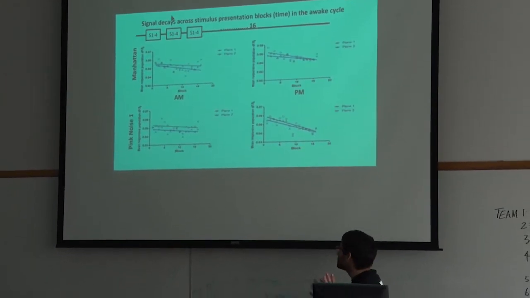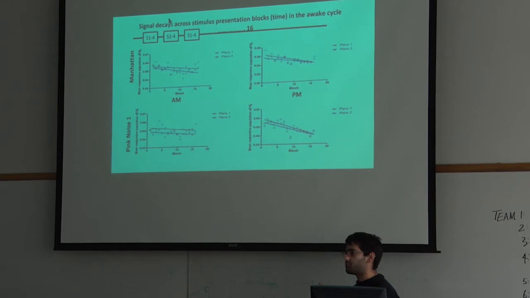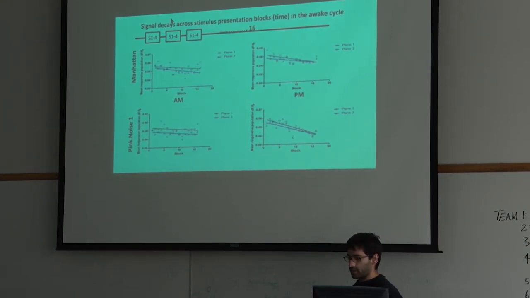There's been some really cool work on how the mouse becomes fatigued over the course of an experiment. So we wanted to look at whether this idea of fatigue or familiarity, whatever you want to call this decay over the course of a series of presentation blocks, is the same in the drowsy state or the alert state. We find that in the awake state there's a higher initial level of responsiveness, and as a result you also see a larger magnitude of slope in terms of a decrease as the experiment proceeds. I've only shown you pink noise one and Manhattan here for space reasons, but this is true across all stimuli.